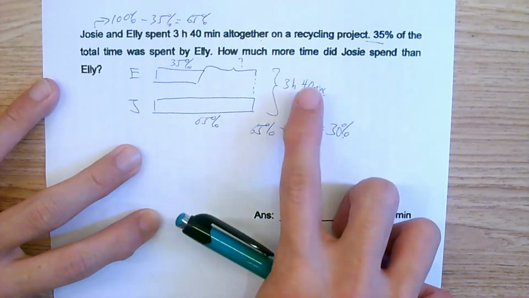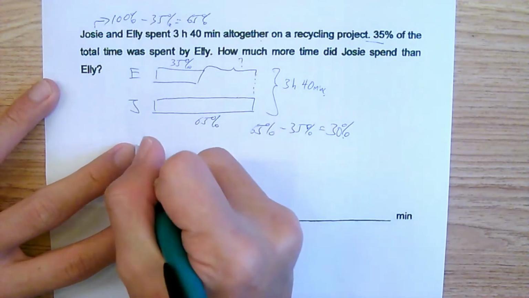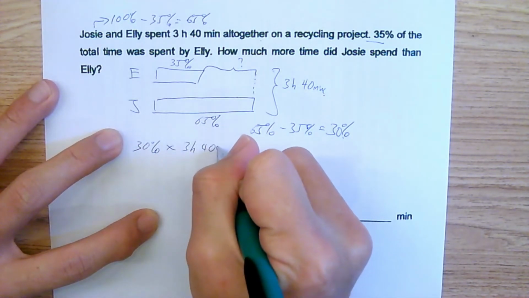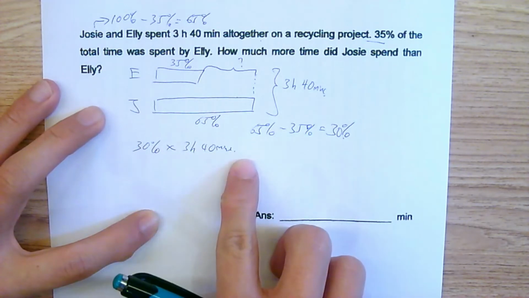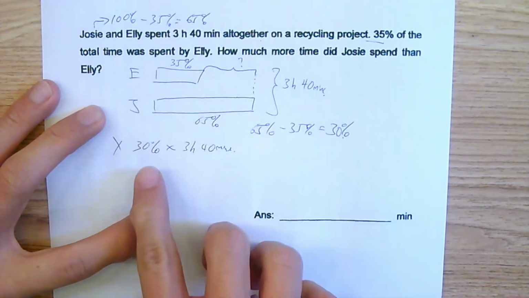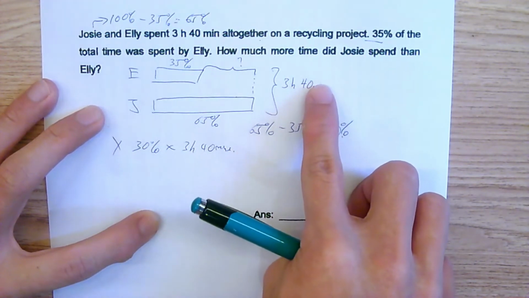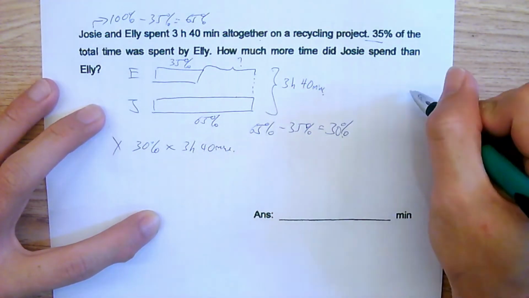In order for you to multiply like that, some students will actually go and do this: 30% multiplied by 3 hours and 40 minutes. If you're doing this, please don't do this. It's wrong. Change this to number of minutes first. If you don't know how to change, I'm going to teach you how to change right now.